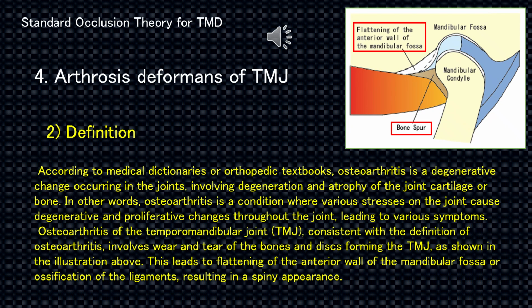Osteoarthritis of the temporomandibular joint, consistent with the definition of osteoarthritis, involves wear and tear of the bones and discs forming the TMJ, as shown in the illustration above. This leads to flattening of the anterior wall of the mandibular fossa or ossification of the ligaments, resulting in a spiny appearance.